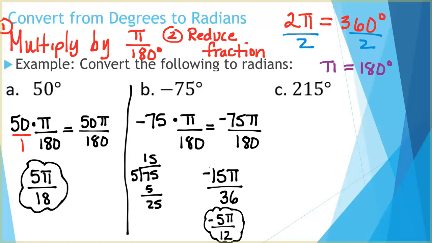All right, take about 60 seconds and try to do part C by yourself, because we're already almost to the end of our lesson for today. So try to do part C. Convert that to radians. I'll just set it up for you. The main thing is you're reducing it down. So reduce that fraction down as low as you can go.